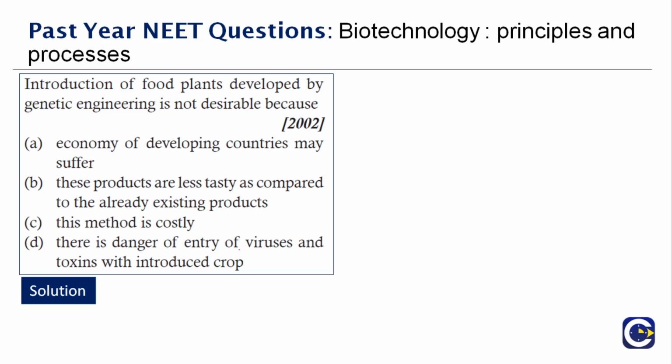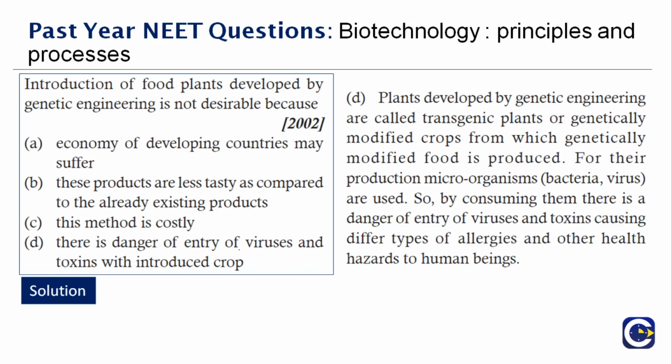So by consuming them, there is a danger of entry of viruses or toxins causing different types of allergies or other health hazards to human beings. So we are taking something that is artificial. You are modifying the natural system by the introduction of certain viruses or bacteria, which are used as vectors that carry a modified gene and modify the whole set. Sometimes it might not be suitable for the people who consume it. So there is a danger of entry of viruses and toxins within the introduced group. So option D is the answer.